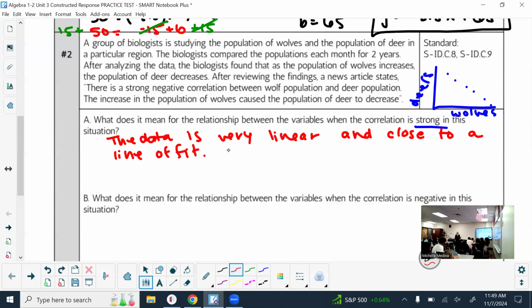Kevin? Okay, so then the linear model values are close to the average. Something to that effect.